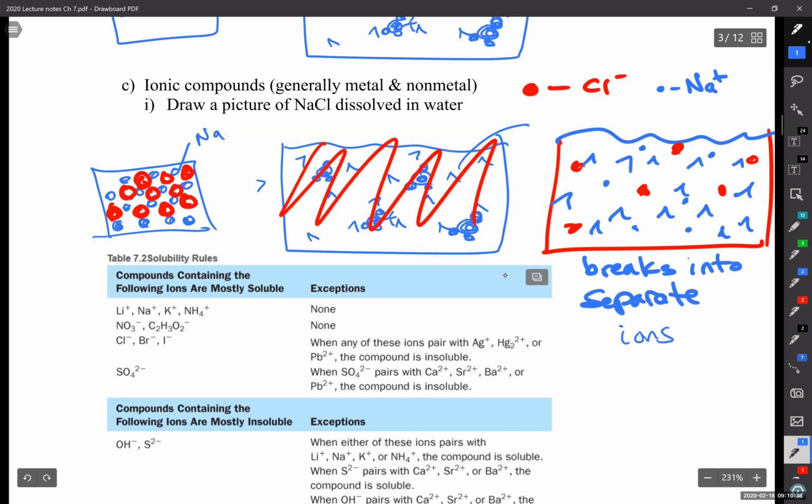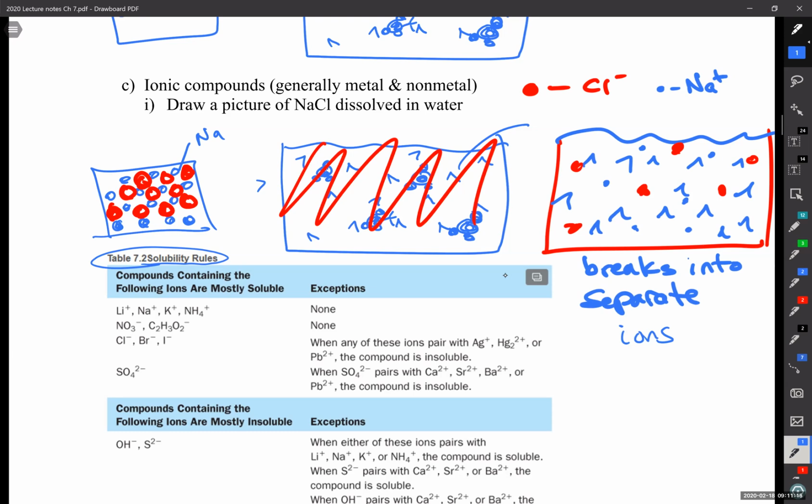Breaks into separate ions. So there's a list of rules that allows you to tell whether or not a compound will be soluble or not when it's ionic. And they're called solubility rules. Now, just so you know how solubility rules were created, how would you tell if something was soluble without knowing anything else?